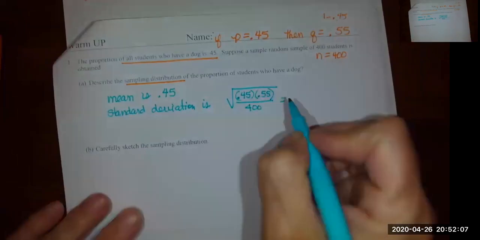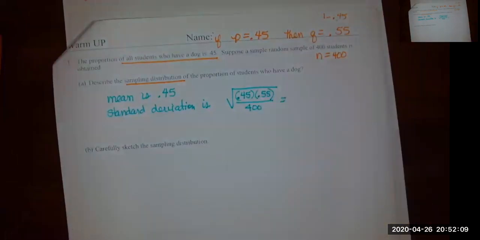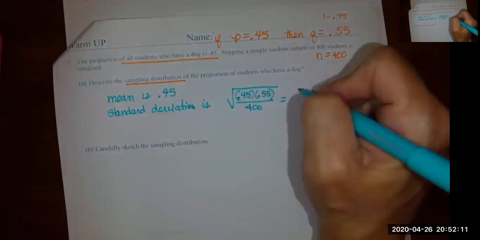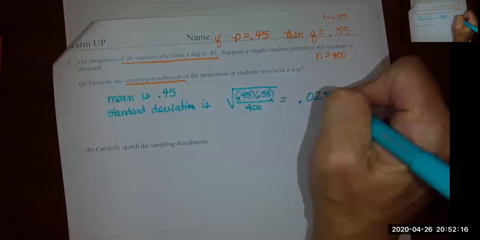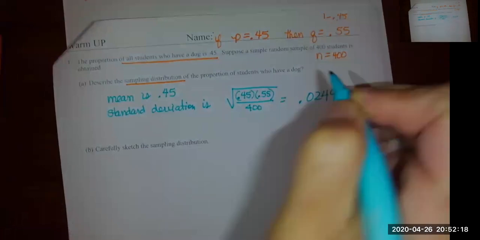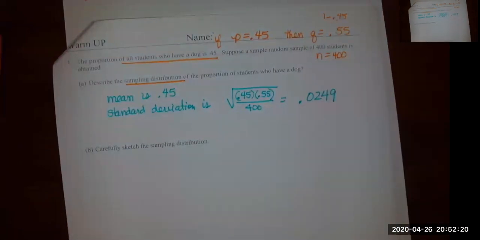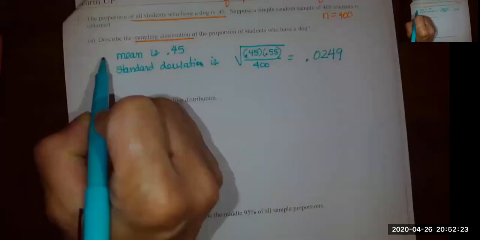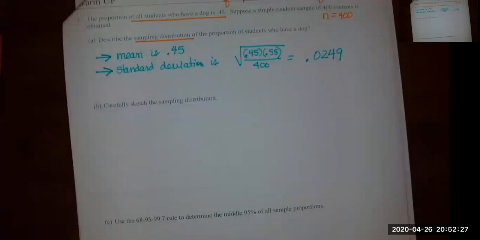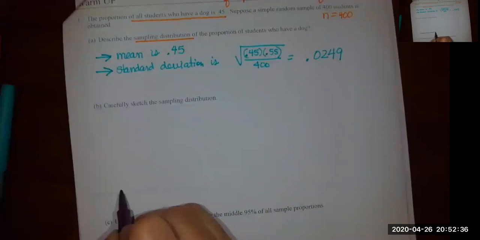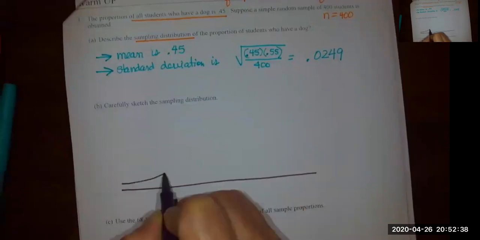So take a second, hit pause, do the math, and come back and meet me. And it is 0.0249, right? So now we're going to sketch. By describing, we want the mean, we want the standard deviation, right? Where's the center and how far are the increments up or down from the center? So sketch it. How do we sketch that? Do you remember that's the normal curve.